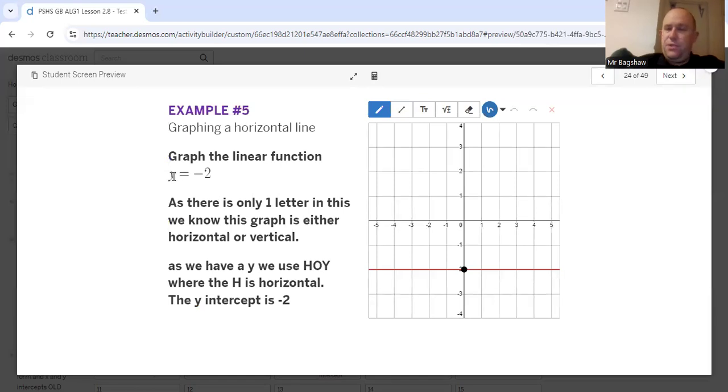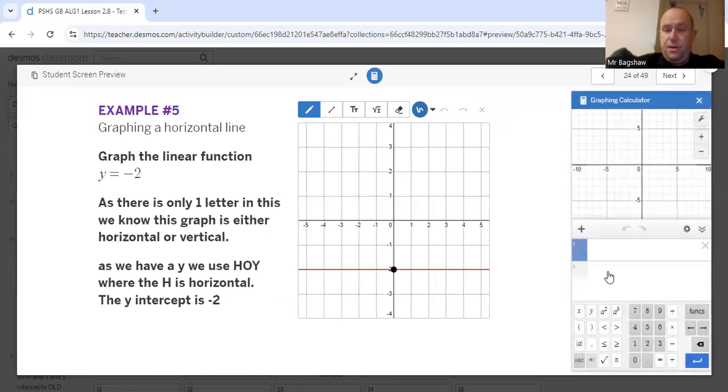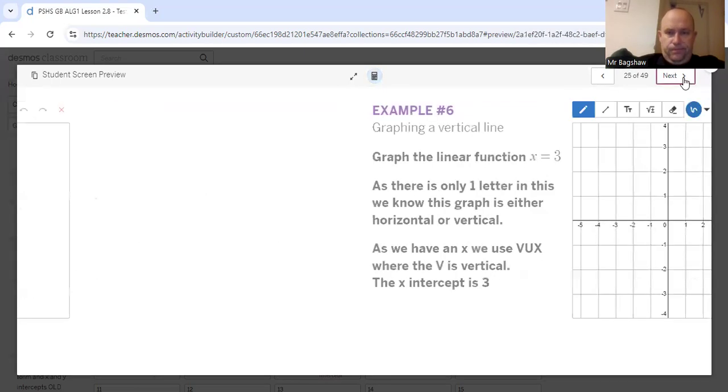So y equals -2, single letter. So I know that this is one of those ones. As the y is contained within HOY, I draw a horizontal line going through -2 on the y-axis like this, and I'm done. This is definitely one we should not get wrong because we can easily check it by typing it into Desmos, and you can see that my picture matches, and it has the same intercept as well. All right, next one.